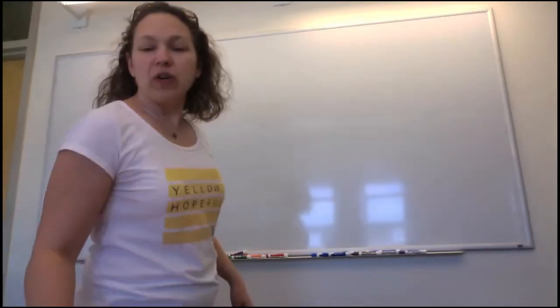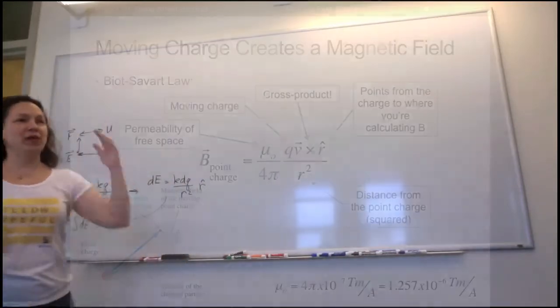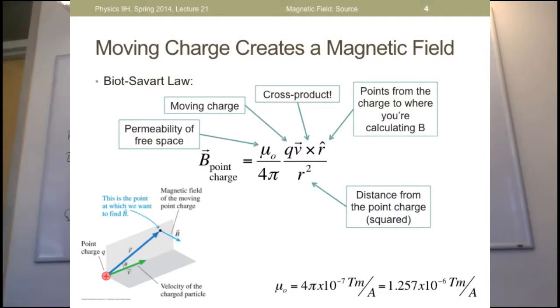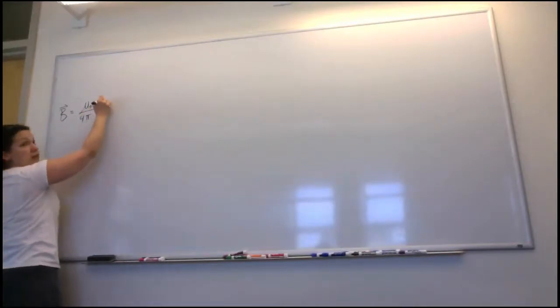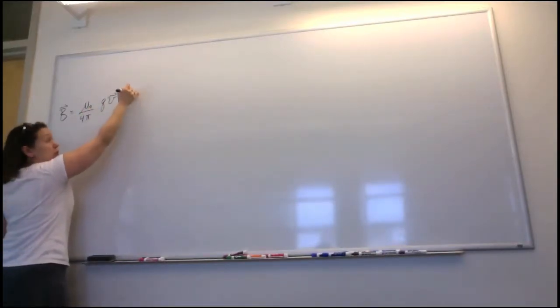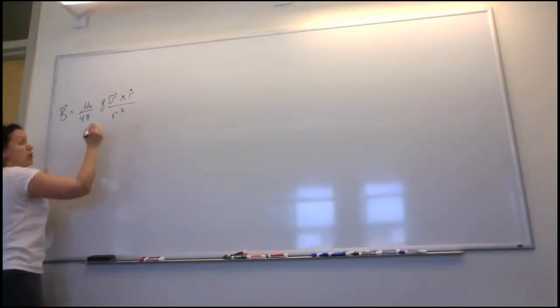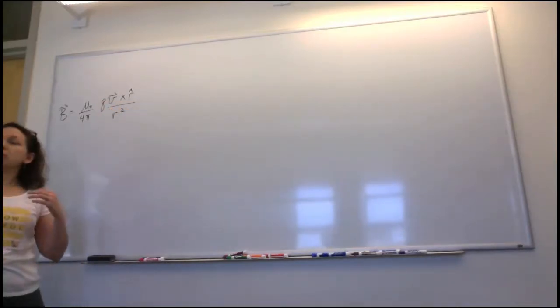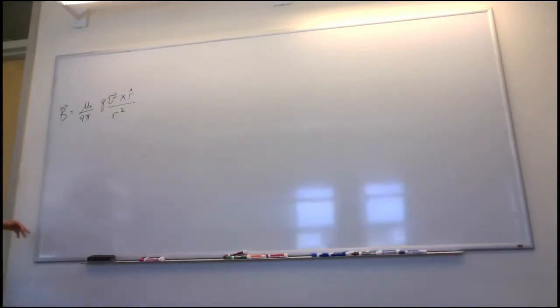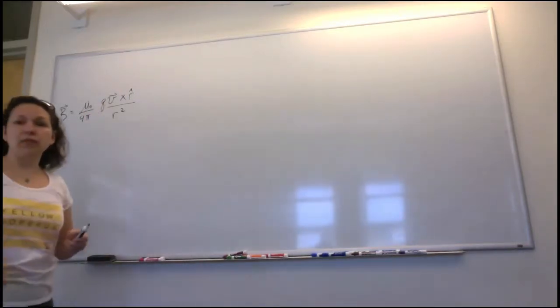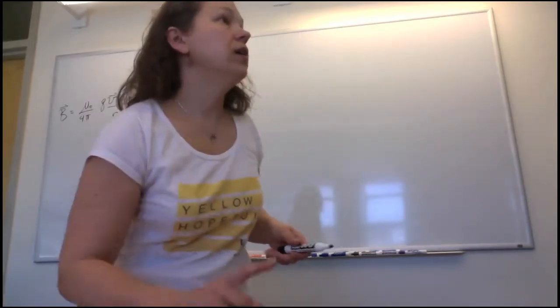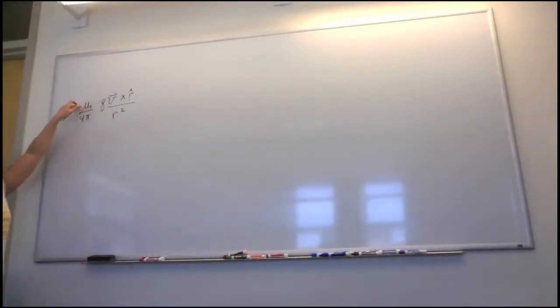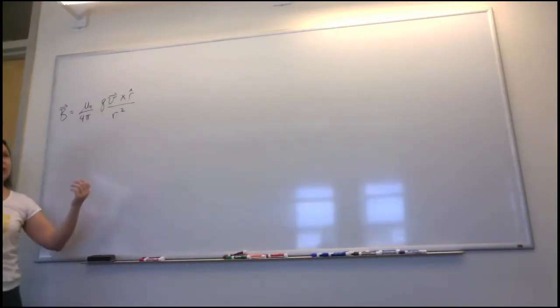All right, so the Biot-Savart Law, as you can see from that well-placed screen over there, we do have the cross product in there. It is a vector, and it's mu naught over 4 pi, q v vector cross r hat over r squared. So it has a similar form to the electric field due to a point charge. Now you have a moving charge. This is the permeability of free space. And what does free space mean? Like a vacuum. Vacuum, excellent.